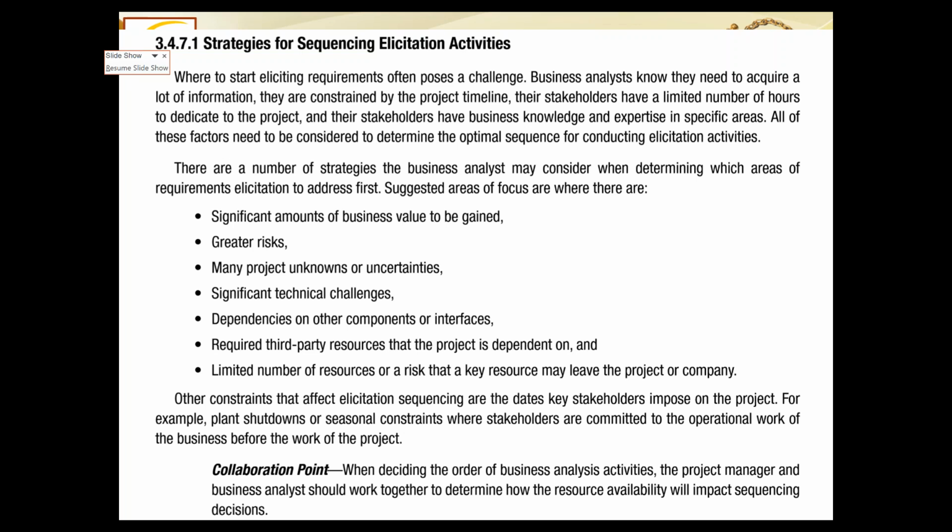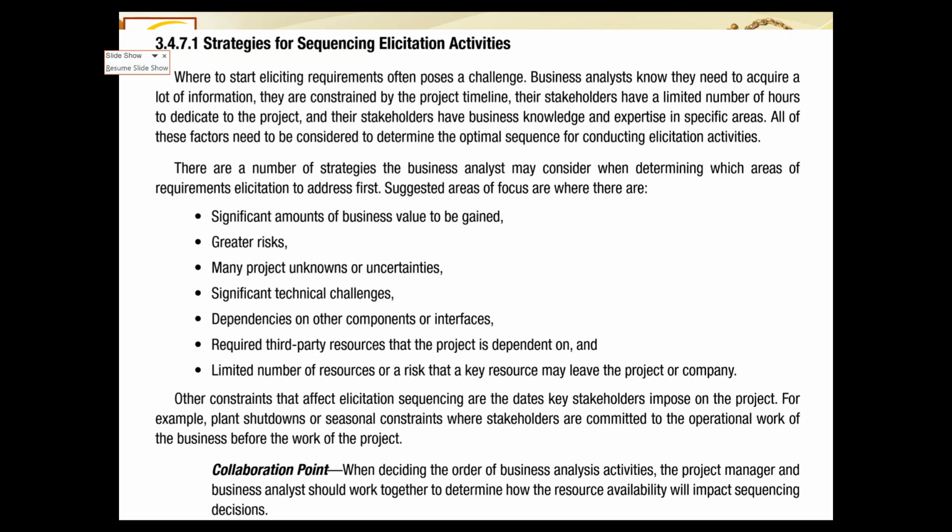Other constraints could also be there that affect elicitation sequencing, like the dates key stakeholders impose on the project. These are the date constraints, fixed constraints, that this job must be done by this date. For example, plant shutdowns are seasonal constraints where stakeholders are committed to the operational work of the business before the work of the project.